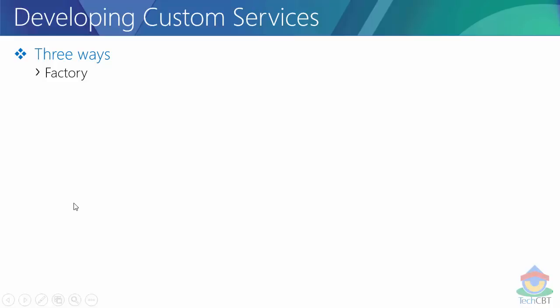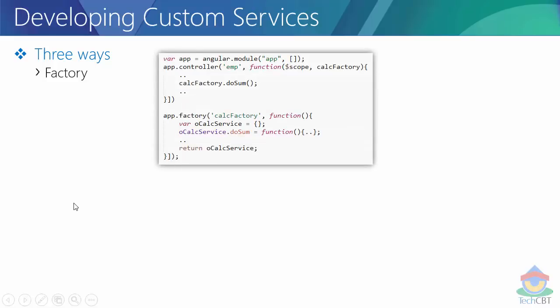Whenever I'm talking about factory, I am talking about code something similar to this. So what exactly is this code? You can see we are creating an Angular app here, and now we have the controller. You can see that the controller EMP works with the scope, and I called something like calculate factory. And what exactly is this calculate factory? You can see I have calculate factory defined with app.factory, just like app.controller and angular.module. We have something called app.factory.